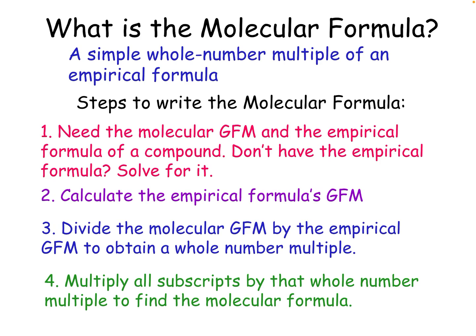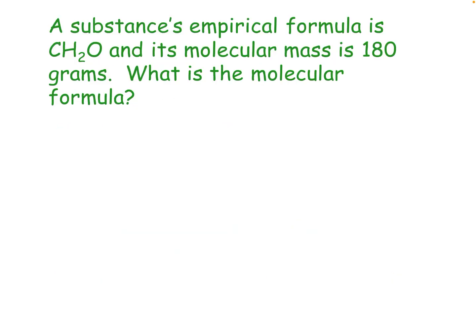So one more time, you need to be provided the molecular GFM, and you'll either be provided the empirical formula or you'll have to solve for it using the skill set we already have. Once you have your empirical formula, find its GFM, divide both GFMs, molecular divided by empirical, and then you'll be left with a whole number multiple. And that multiple is what you're going to multiply each of your subscripts by. So let's just give it a whirl.